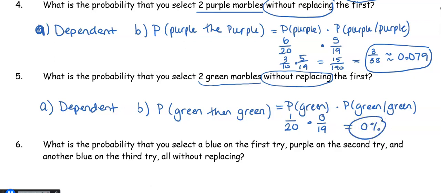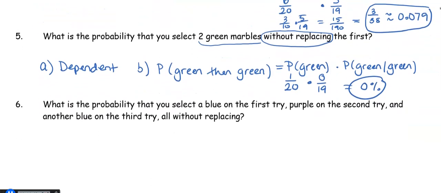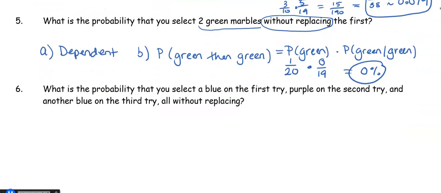There is no way for me to select 2 green marbles from the bag because the bag only has 1 green marble. Now, if this was independent events and I had put the green marble back in the bag, then we could calculate that probability, but because it was dependent, it's not possible.